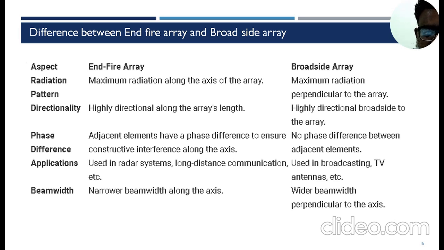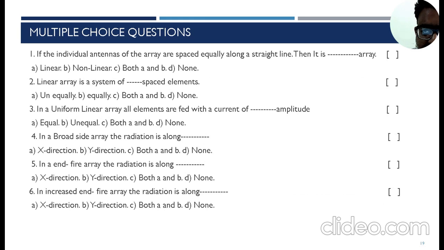Applications: the end-fire array is used in radar systems and long distance communications, and the broadside array is used in TV broadcasting. The beam width for the end-fire array is narrow along the axis, and the beam width for the broadside array is wider, perpendicular to the axis.